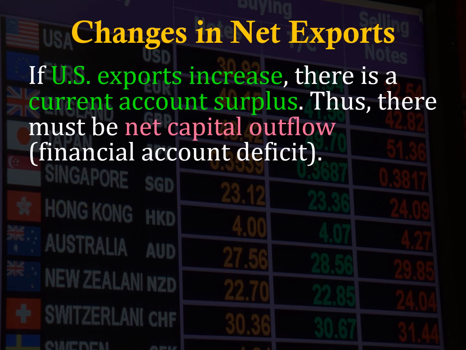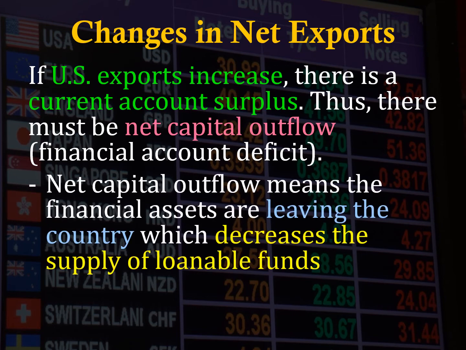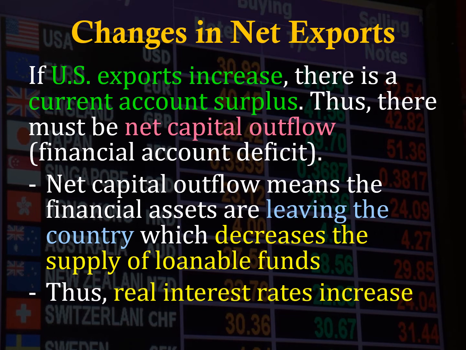If U.S. exports increase, there's a current account surplus, so there must be a net capital outflow. In other words, that means a financial account deficit. If there's a net capital outflow, that means financial assets are leaving the country. Since financial assets are leaving the country, that decreases the supply of loanable funds. So that's a change in net exports. Obviously, if it works the other way around, that might increase the supply of loanable funds. Thus, the real interest rate increases if there is money leaving the country, lowering the supply of loanable funds, increasing the real interest rate.